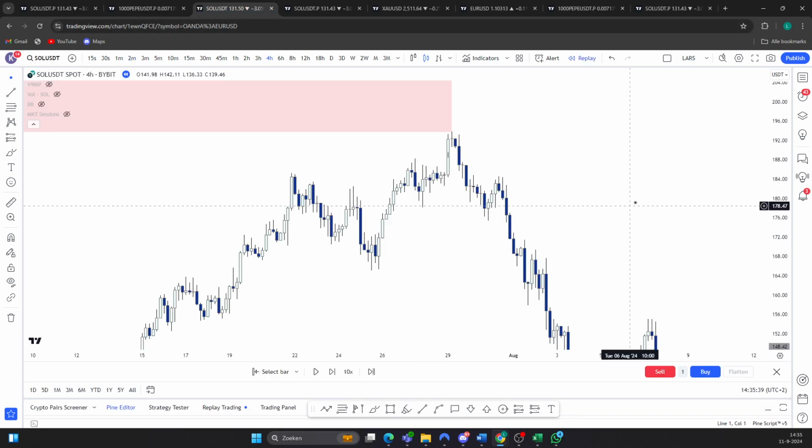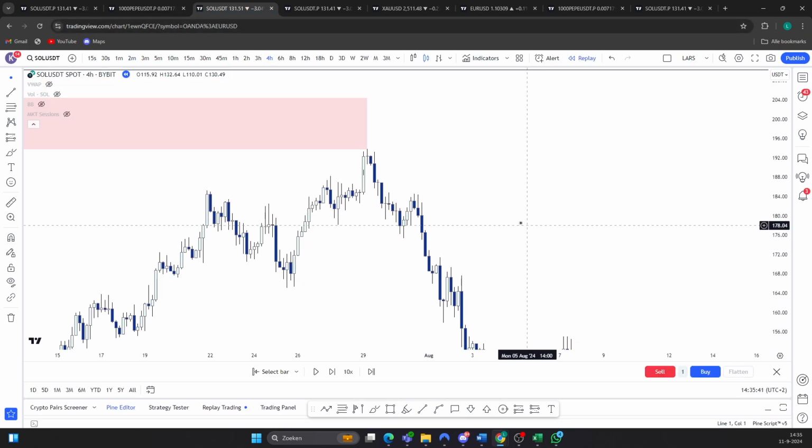Now, let's do another one. Right here, we are actually on a higher time frame schematic this time. We came into a crucial area on the chart right there, and we could potentially expect a rejection.